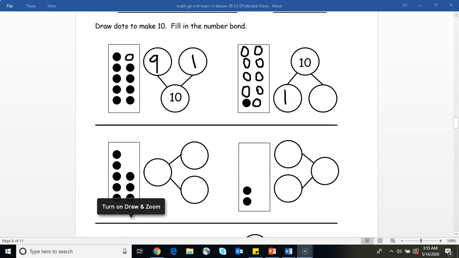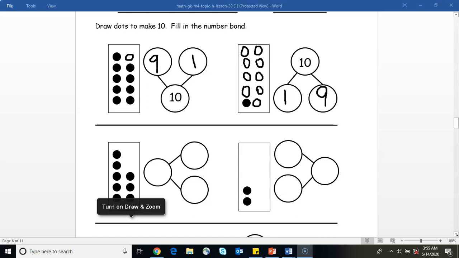How many did I have to draw? 1, 2, 3, 4, 5, 6, 7, 8, 9. So I had to add 9. So my two parts in both of these were 9 and 1. 1 and 9. So we had 9 that were already there. I had to add 1 more to make 10. And then we had 1 that was already here. So I had to add 9 more to make 10. So let's look at this one.